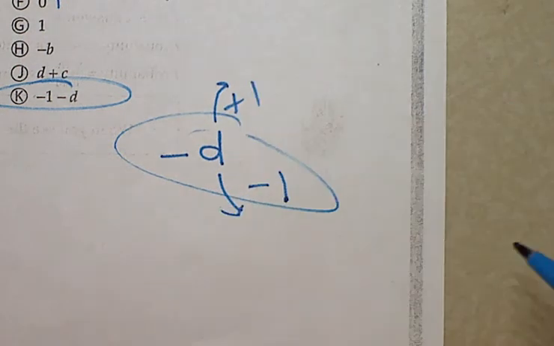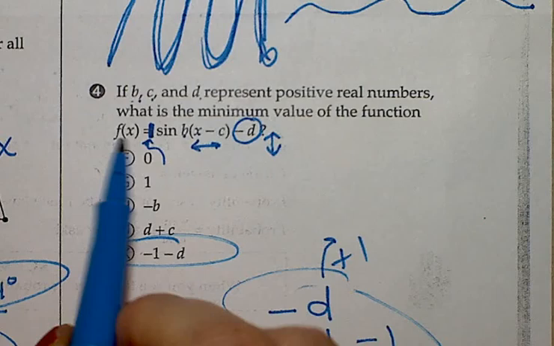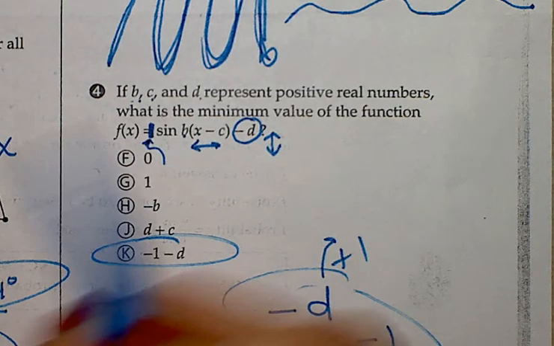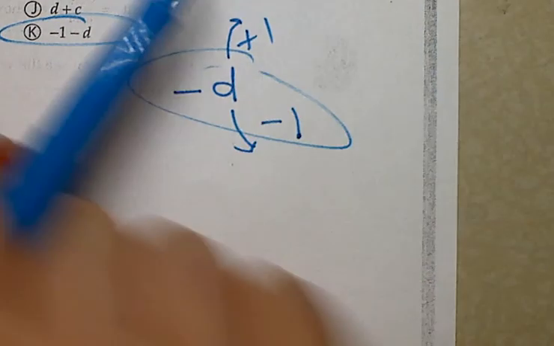Now why am I choosing 1? What number's hidden up front? If there would have been a 3 there, then you would subtract 3 and add 3. If there was a 4 up front, you'd subtract 4 and add 4.